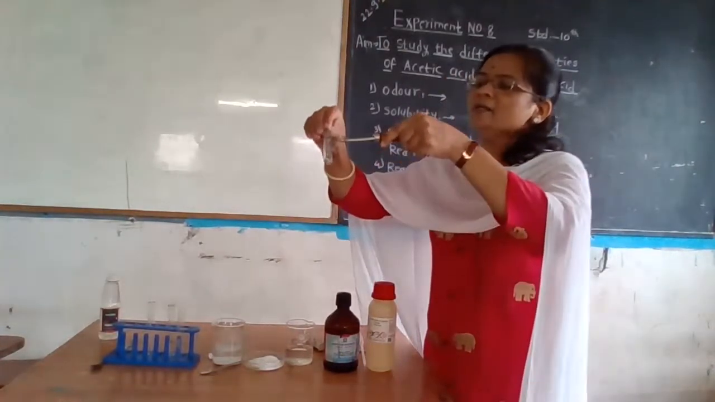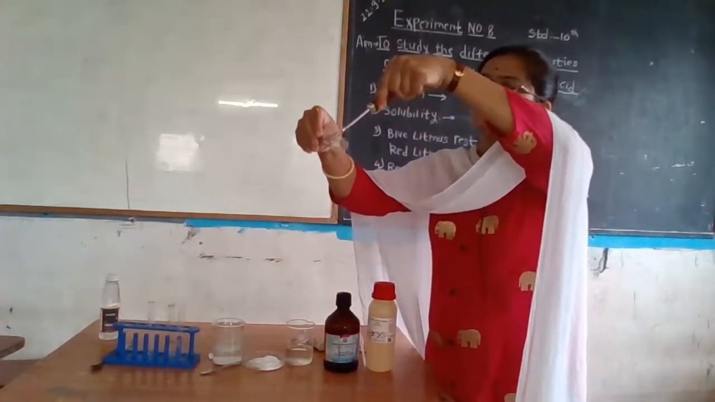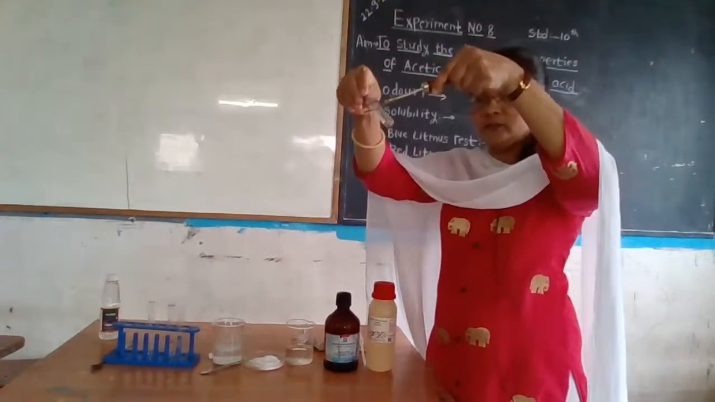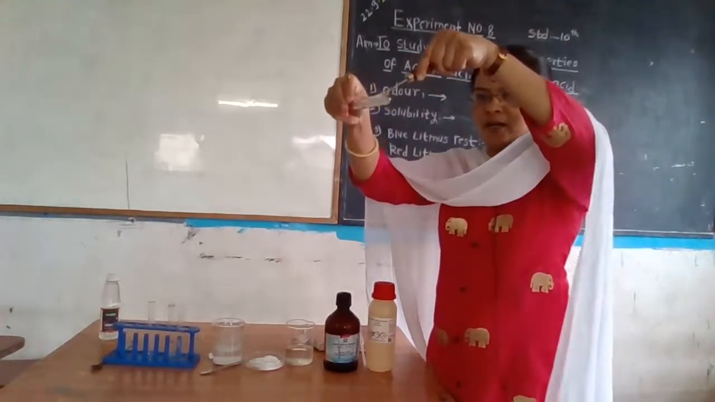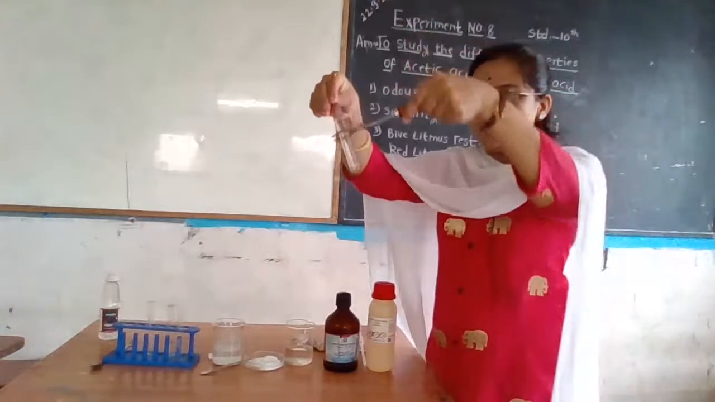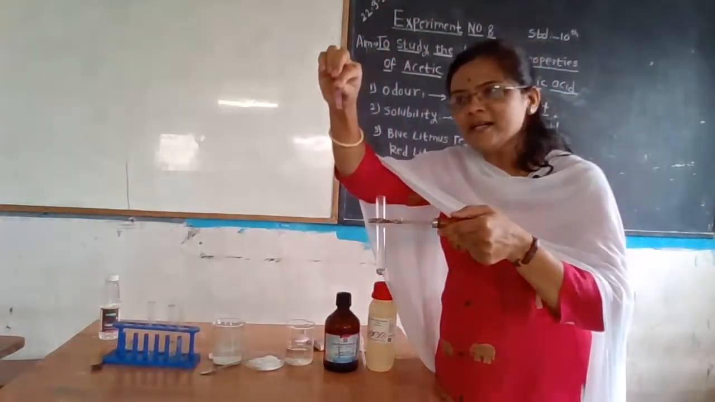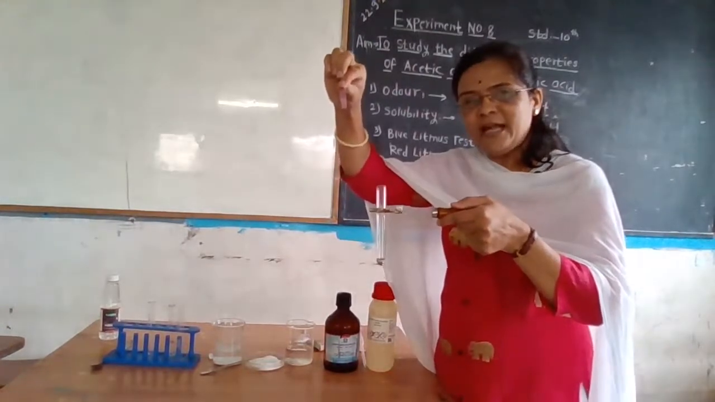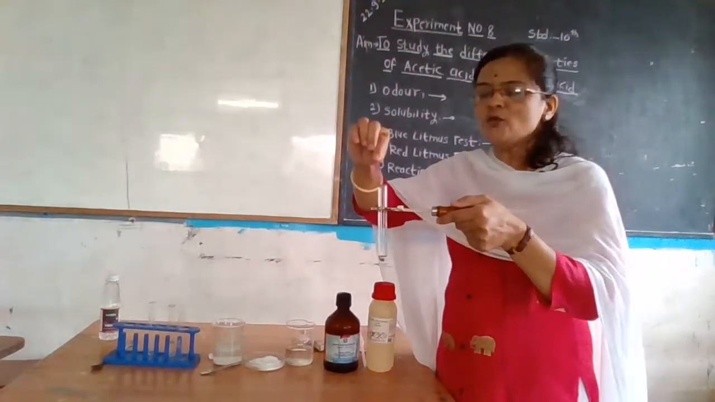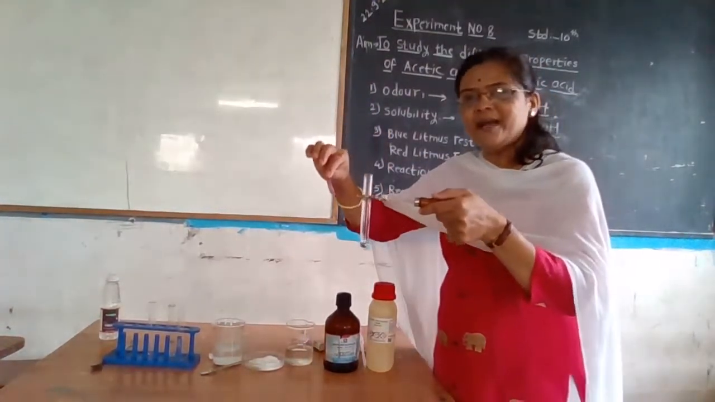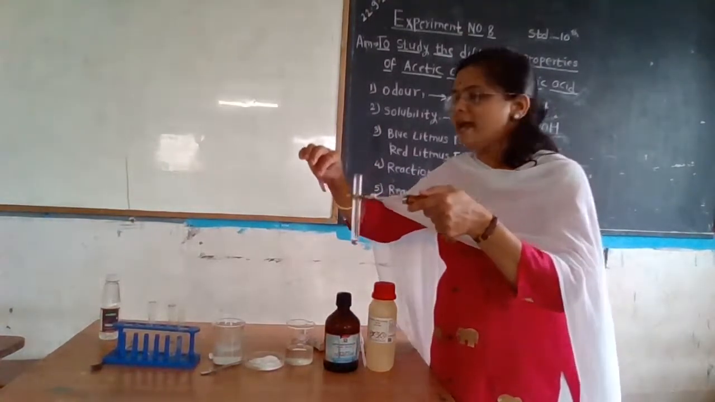What will happen? Students, observe. I have taken the blue litmus paper and the blue litmus paper turns red. That is, the given solution is acid, and acetic acid is a weak acid.